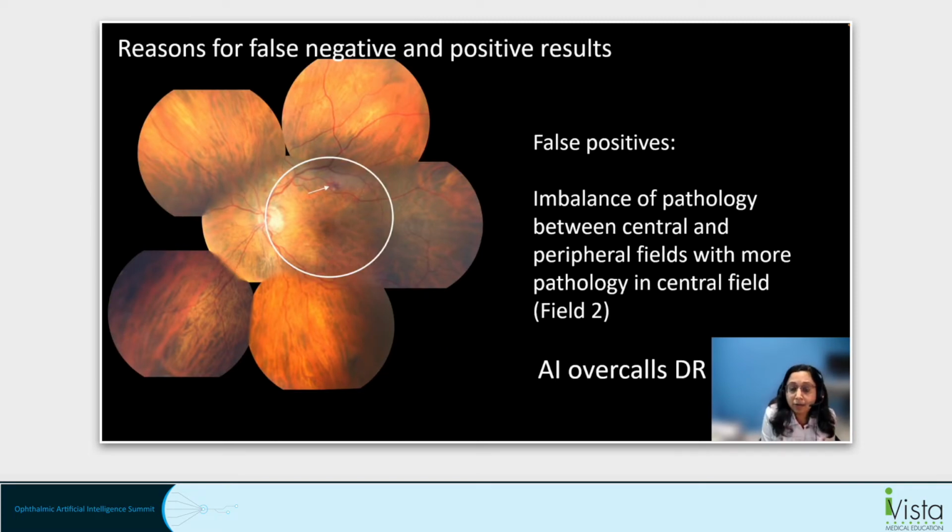Here's an example of false positive. Within that circle, you can see there's hemorrhage, and so the AI expects, I guess, more pathology outside, but in this patient, there is nothing much happening. Apart from that hemorrhage there is no other activity outside. So there's this imbalance between central and peripheral fields with more pathology in the central field, and the AI overcalls retinopathy.